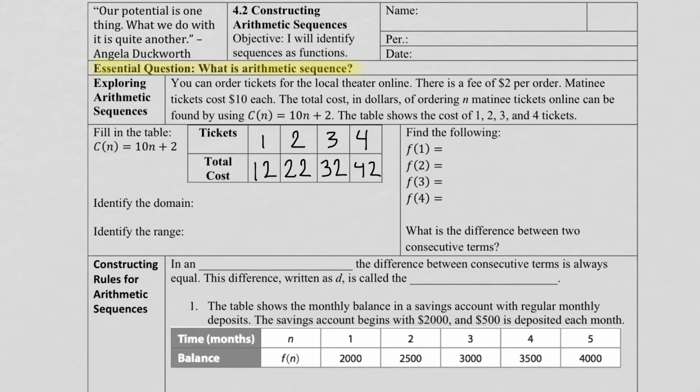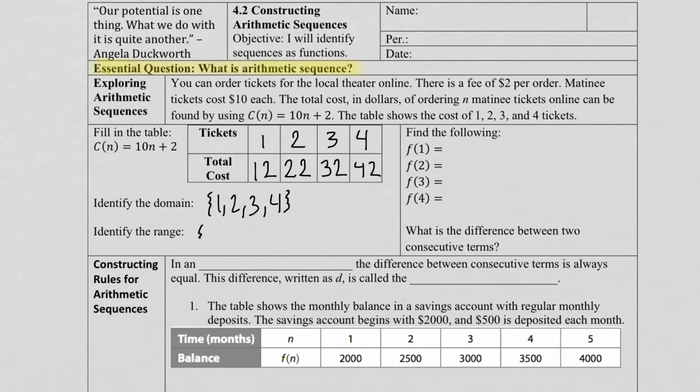Next part is identifying the domain. So remember, the domain means the x values. In this case, we don't have x values or y values, but the domain is still the input values. So the input values is the number of tickets, right? The input values is basically the position number of the sequence. This is a sequence, 12, 22, 32, 42. Position number 1, 12. Number 2, 22. Number 3, 32. Number 4, 42. The domain are the x values, the input values. So it's 1, 2, 3, and 4.